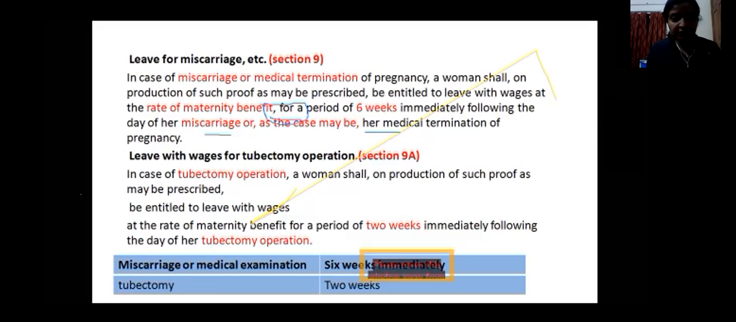Okay, in case of miscarriage or medical termination of pregnancy, a woman shall on the production of such proof as may be entitled to leave with wages at the rate of maternity benefit for a period of 6 weeks। women को जो बेनिफिट मिलेगा इन द केस ऑफ मिसकैरेज और मेडिकल टर्मिनेशन, आई मीन अबॉर्शन के केस में हो या मिसकैरेज हो, उसमें वुमेन को क्या मिलेगा? लीव विथ वेजेस एट द रेट ऑफ मेटर्निटी बेनिफिट फॉर अ पीरियड ऑफ 6 वीक्स, 6 हफ्ते के लिए उसको लीव मिलेगा, राइट, इमीडिएटली फॉलोइंग द डेट ऑफ मिसकैरेज एज द केस में बी, और मेडिकल टर्मिनेशन ऑफ प्रेगनेंसी, वेदर बी इट मिसकैरेज और मेडिकल टर्मिनेशन, उसको कितने दिन का लीव विथ वेज मिलेगा?